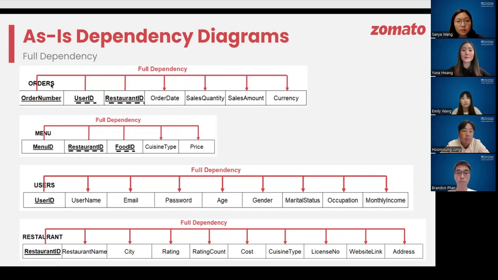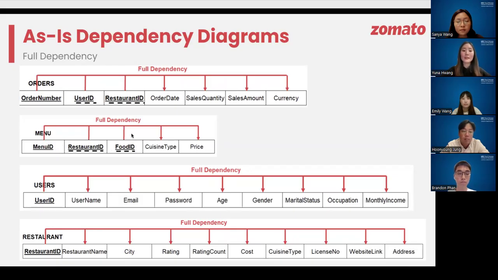In the orders table, we have a composite primary key consisting of order number, user ID, and restaurant ID. These three attributes together determine other fields like order date, sales quantity, sales amount, and currency, illustrating a clear full dependency.